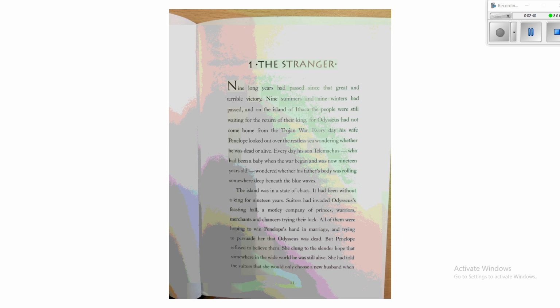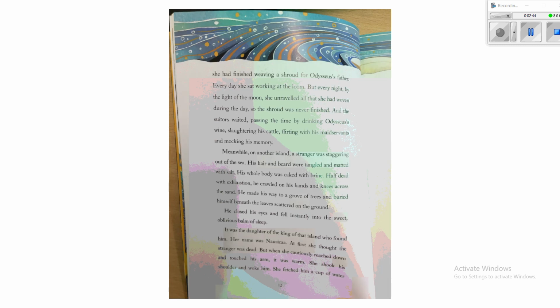She had told the suitors that she would only choose a new husband when she had finished weaving a shroud for Odysseus's father. Every day she sat working at the loom, but every night, by the light of the moon, she unravelled all that she had woven during that day. So the shroud was never finished, and the suitors waited, passing the time by drinking Odysseus's wine, slaughtering his cattle, flirting with his maidservants, and mocking his memory.